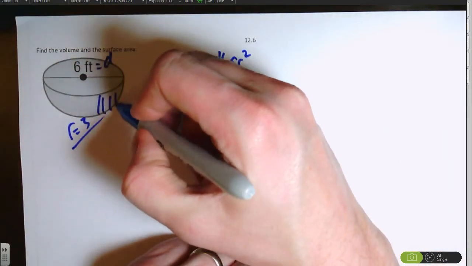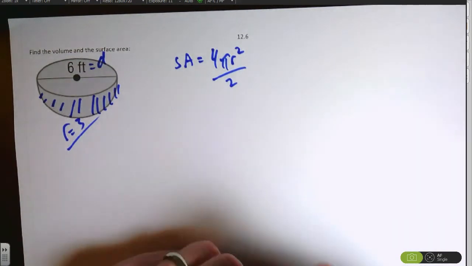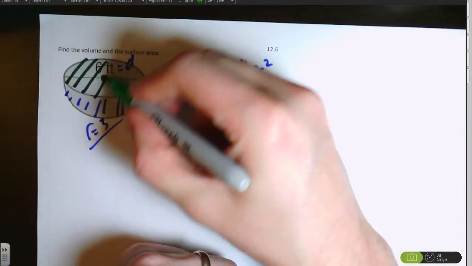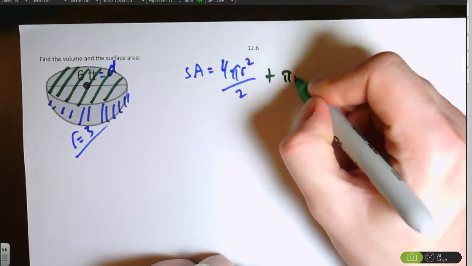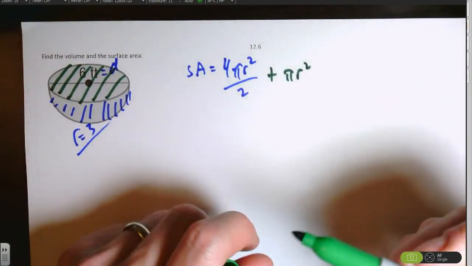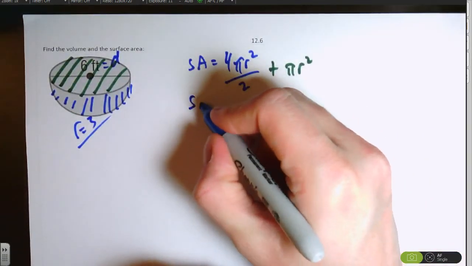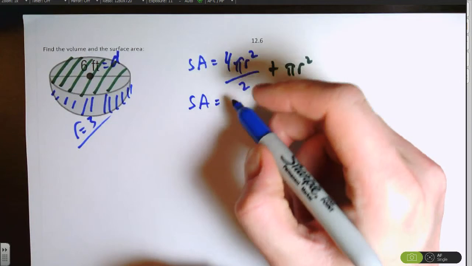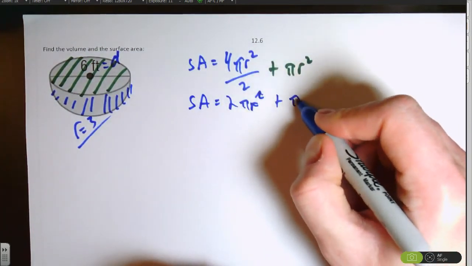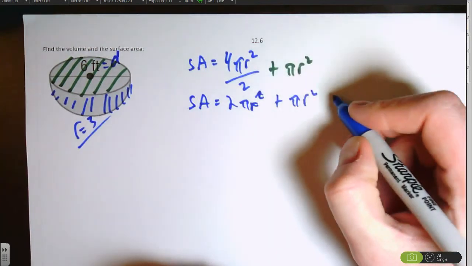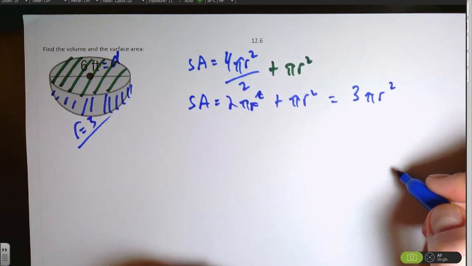But that only takes care of the outside. It does not take care of this extra circle we've also got to look at. So I'd have to add an extra pi r squared on there as well. And what ends up happening is, for surface area, we can actually condense this down. 4 pi r squared over 2 is really 2 pi r squared, plus the other pi r squared for the circle. Surface area of a hemisphere is really a shortened formula of 3 pi r squared.